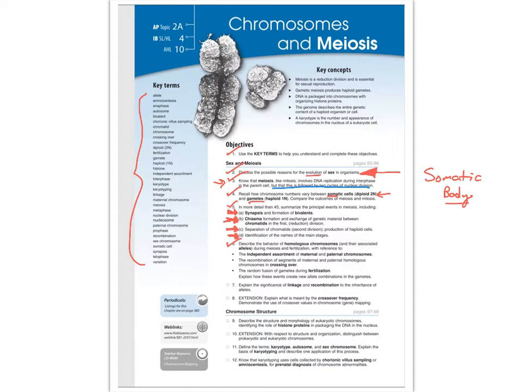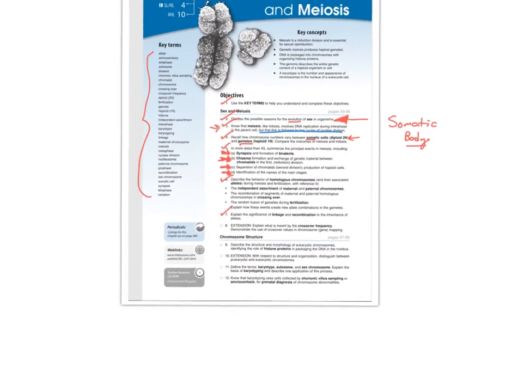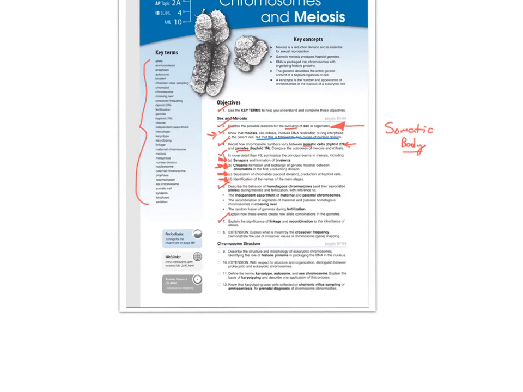Explain the significance of linkage and recombination to the inheritance of alleles. We'll discuss what linkage is and why it's important. Explain what is meant by the crossover frequency. Demonstrate use of crossover values in chromosome gene mapping. Again, we're not going to focus on gene mapping, and in fact, if we don't do any gene mapping, we're fine.